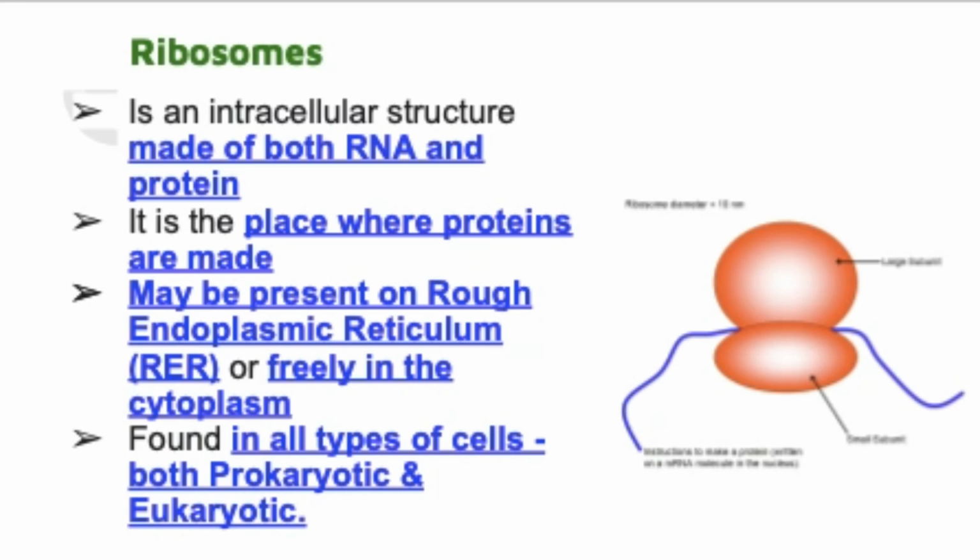Even tinier structures than mitochondria can just be seen with an electron microscope. They are called ribosomes. They look like tiny dots attached to a network of membranes that runs throughout the cytoplasm. This network is called the rough endoplasmic reticulum. Ribosomes may also just be scattered freely in the cytoplasm. Ribosomes are found in all types of cells. Bacteria, fungi, animals, and plants all have ribosomes in their cells.